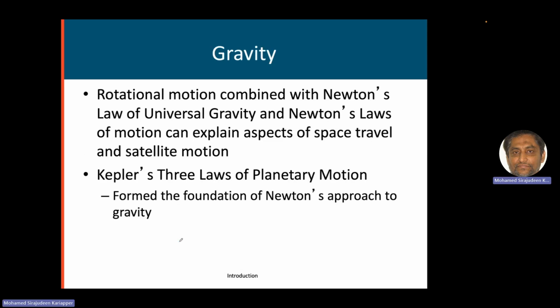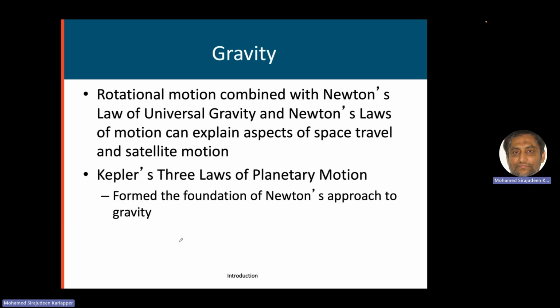Gravity is also part of this chapter, because we are going to apply the rotational motion combined with Newton's law of universal gravity and Newton's laws of motion. We can explain space travel, satellite motion. These are very important, of course. If not for the satellites in orbit, there are thousands of satellites, we will not have GPS and so on. So it's a very, very technologically important topic.